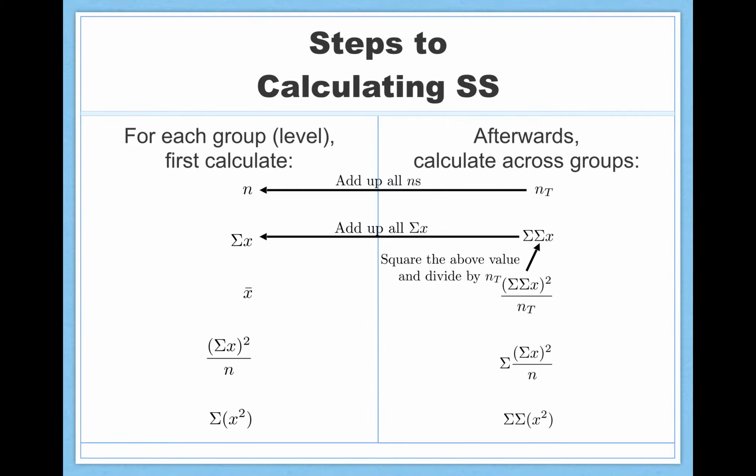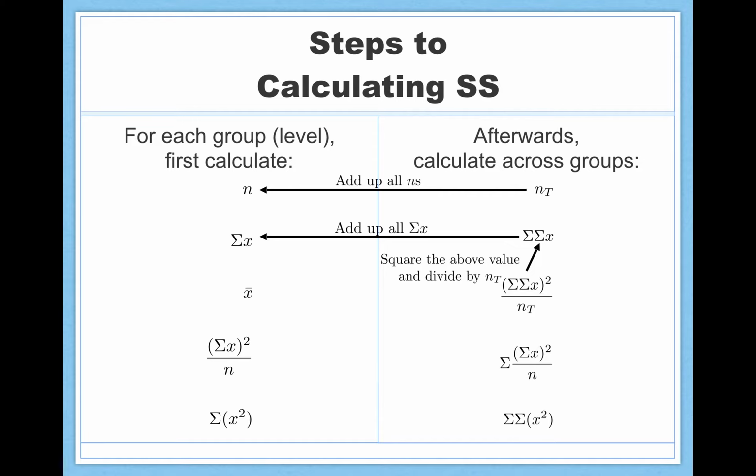Next, this term looks ugly, but it's just the things we already calculated before it. We already have sigma sigma x. This is one value, by the way. We're no longer in the world where you have a value for every single group; we added all the group values into one single value. We're going to square it, and then divide by the total sample size.